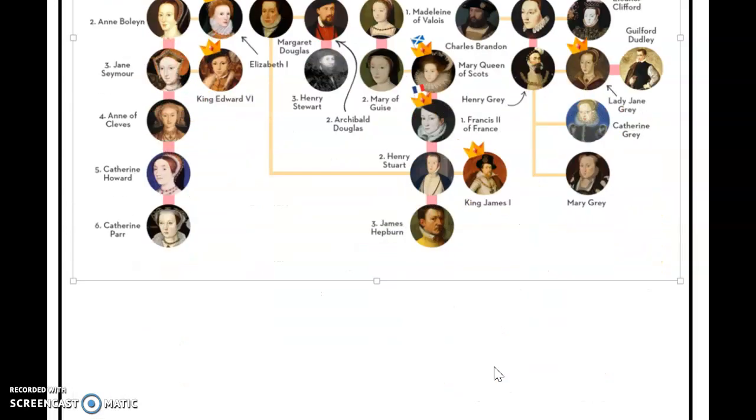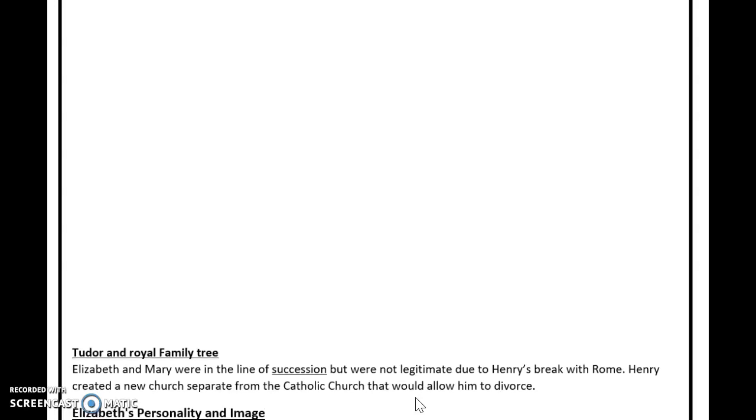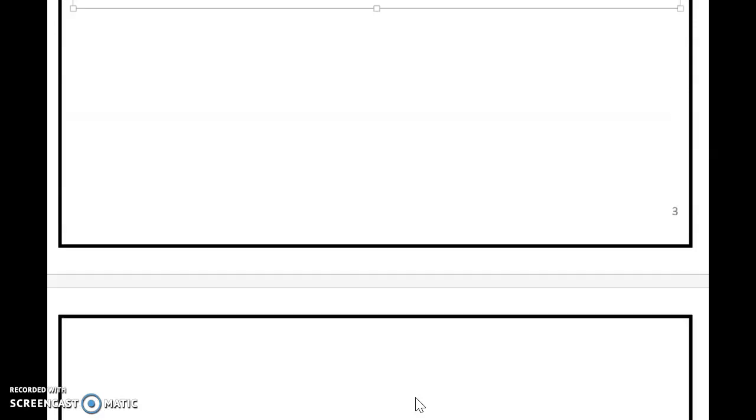This final sentence down here, and I'm going to change the format back, but this final sentence says Elizabeth and Mary were in the line of succession, but were not legitimate due to Henry's break with Rome. Henry created a new church separate from the Catholic Church that would allow him to divorce. This is a very important sentence because people questioned Elizabeth's legitimacy. And again, we will come back to that in our second lesson. So bear with me, I'm just going to change the format back and we can continue.